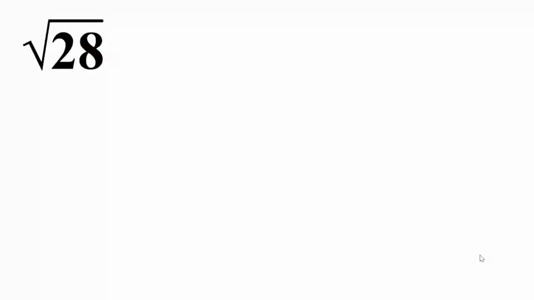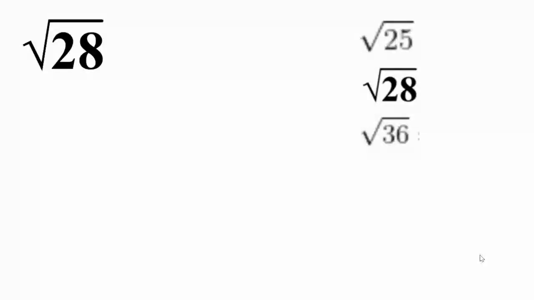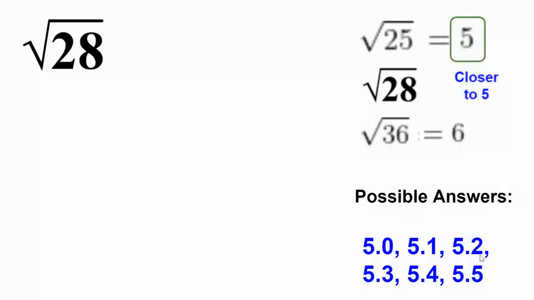All right, so remember, we want to figure out what the square root of 28 is, approximately, to the nearest tenth. So here we go. Remember, we start out by figuring out that it's between the square root of 25 and the square root of 36. So we know that means we're close to the 5, because 28 is closer to 25 than it is to 36. So remember, our possible answers are still these, the ones that are closer to 5: 5.0, 5.1, 5.2, 5.3, 5.4, 5.5.